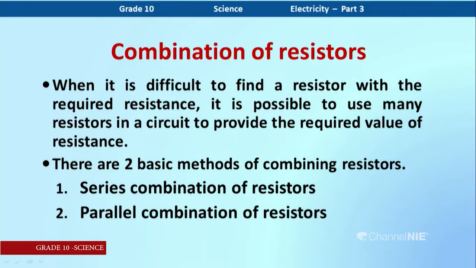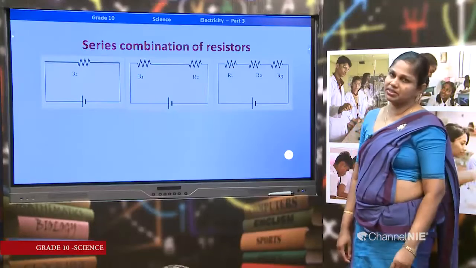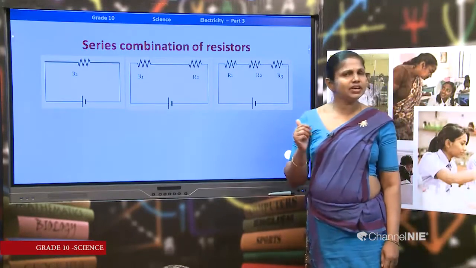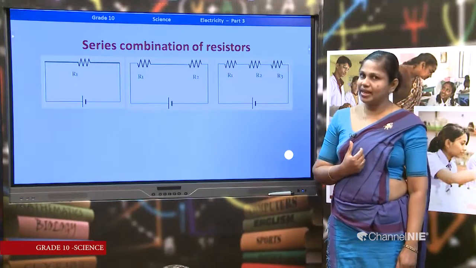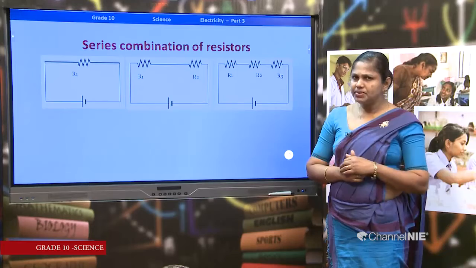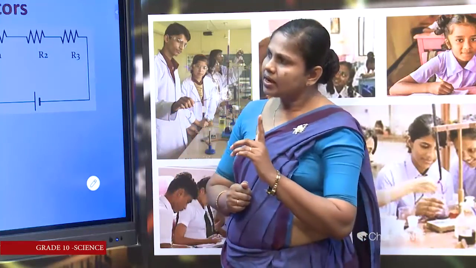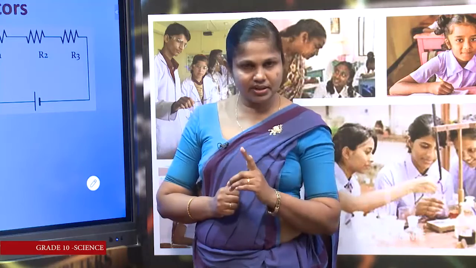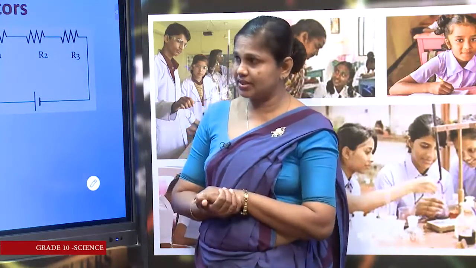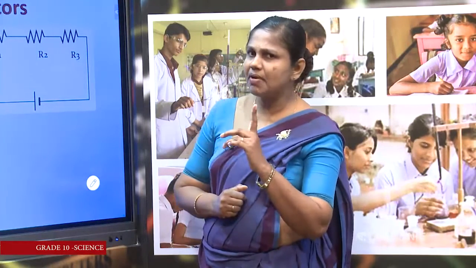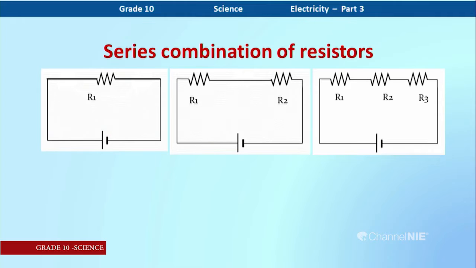First, we are going to learn about series combination of resistors. Children, please observe the three circuits given on the screen. When you carefully observe them, you should be able to understand that number of resistors connected into the circuit have increased. In the first circuit, there is only one resistor called R1. In the second circuit, there are two resistors called R1 and R2. In the third circuit, there are three resistors joined, R1, R2 and R3.